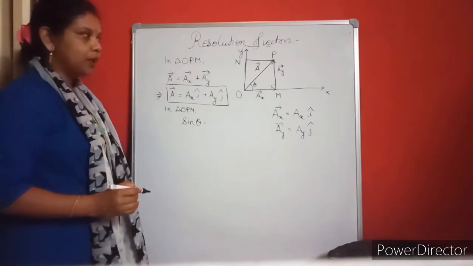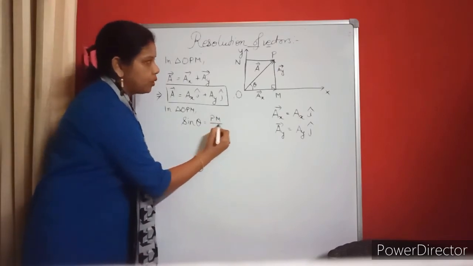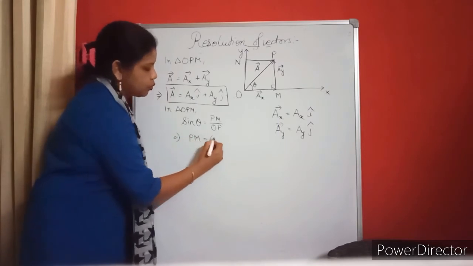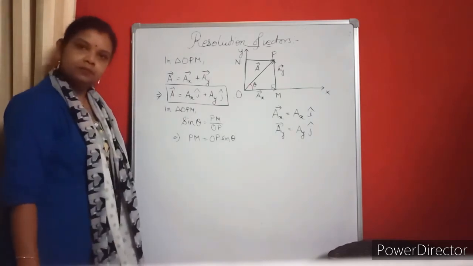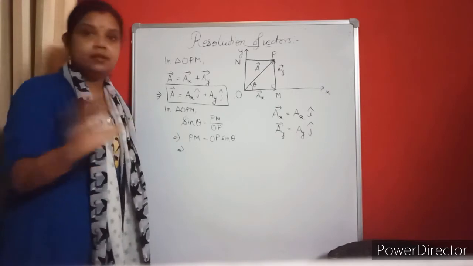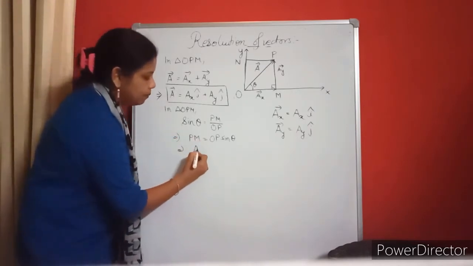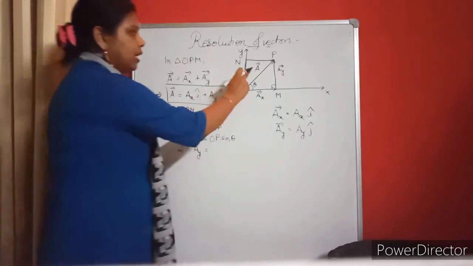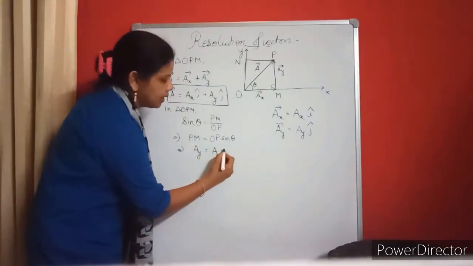Sine theta is perpendicular by hypotenuse. Perpendicular is PM, hypotenuse is OP. Now from here, can I write PM equals OP sine of theta? What is PM? Here when we write sine theta, cos theta, I am not concerned about the direction, I am concerned about the magnitude part only. So PM is my AY. OP is no doubt the vector A. If I talk about the magnitude, it will be only A sine of theta.